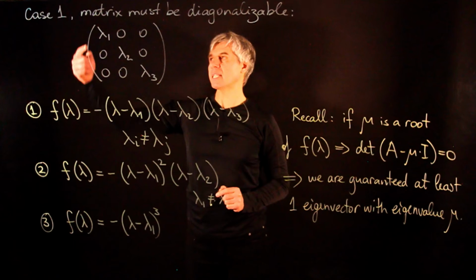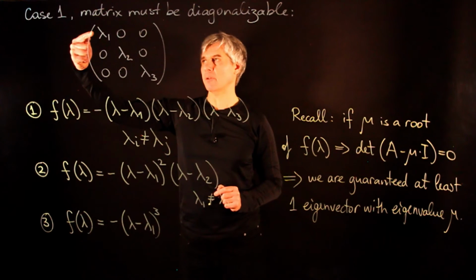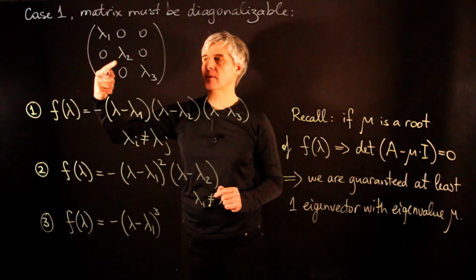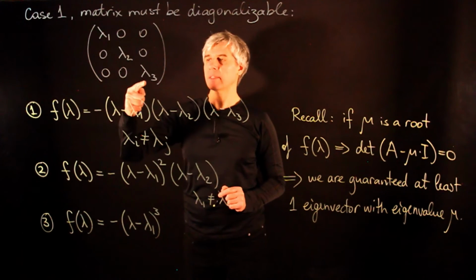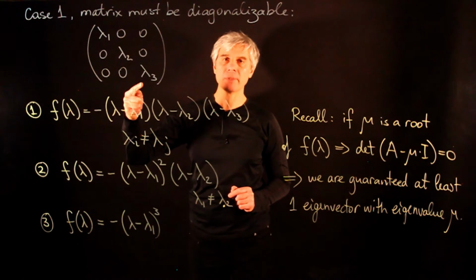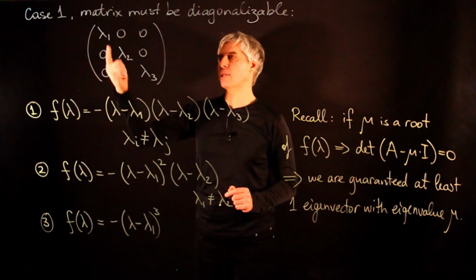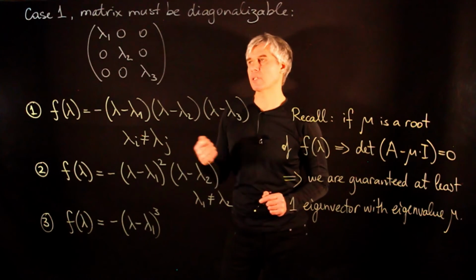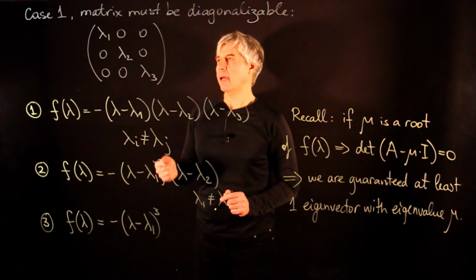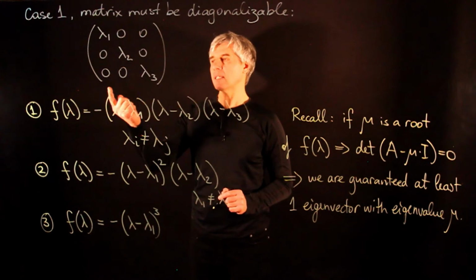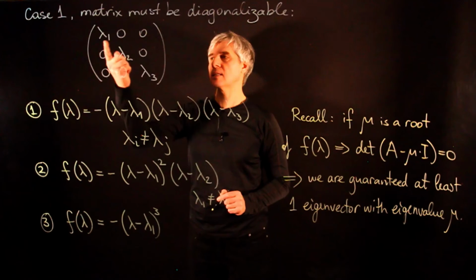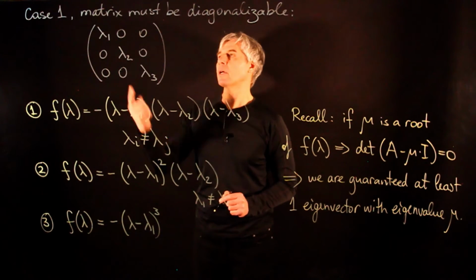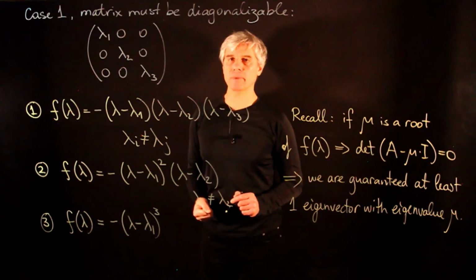In case 1, we have 3 distinct roots of the characteristic polynomial. This tells us we must have an eigenvector with eigenvalue lambda 1, an eigenvector with eigenvalue lambda 2, and an eigenvector with eigenvalue lambda 3. And we proved that these 3 eigenvectors will be linearly independent because they have distinct eigenvalues. And then we obtain a basis of three-dimensional space that consists of eigenvectors, and so this matrix is diagonalizable.